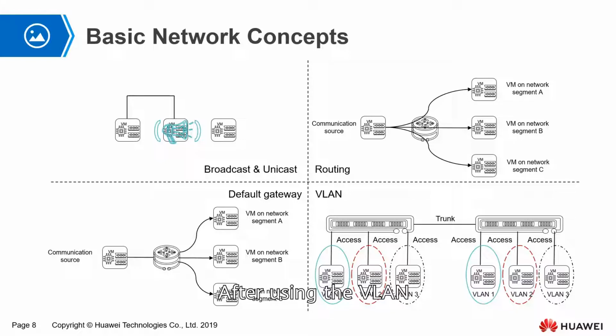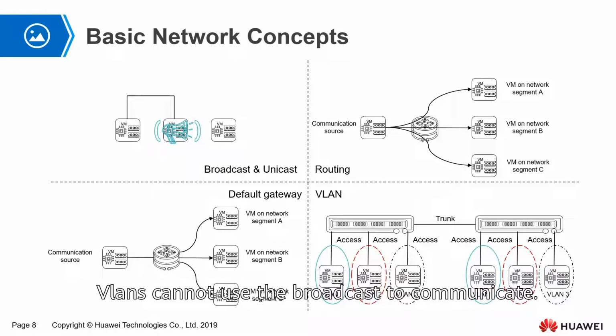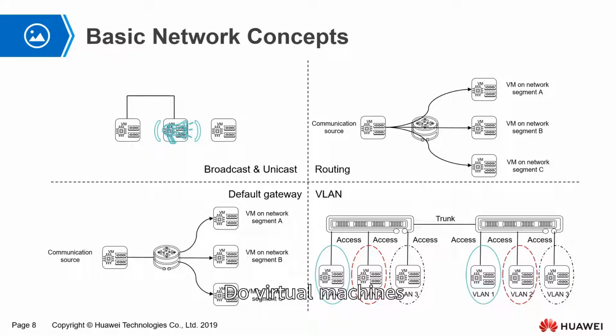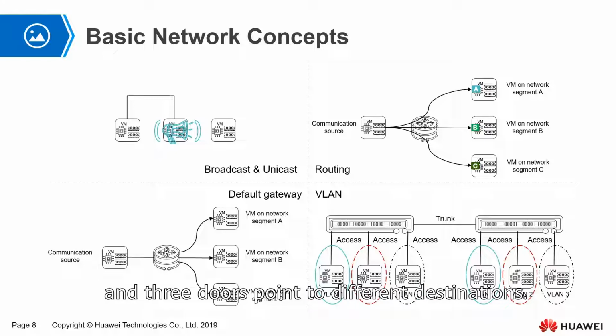After using the VLAN, the virtual machines in different VLANs cannot use broadcast to communicate. Do virtual machines still need to communicate with each other? Of course, yes. How should they communicate? This is our second basic concept, routing. What does routing do? For example, I have a machine on this side, and I want to communicate with 3 different virtual machines from different network segments. We call them A, B, C. Just like a room, this room has 3 doors, and the 3 doors point to different destinations.